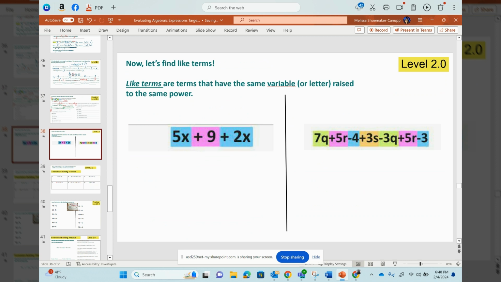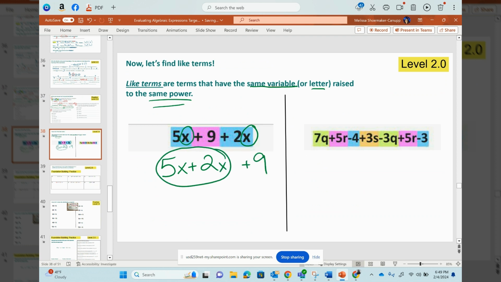Like terms have the same variable or letter and they're raised to the same power. So we have x and x. And if you'll notice, there is no power, so we assume they're both to the 1. So I can rewrite that, and then I can put these together because it's like having 1, 2, 3, 4, 5 x's, and then I'm putting 2 more with it. So I have a total of 7 x's. And then the 9 is a constant. It has to stay by itself.